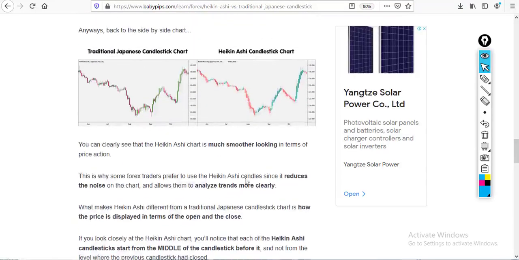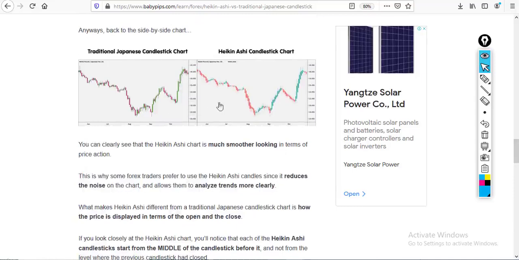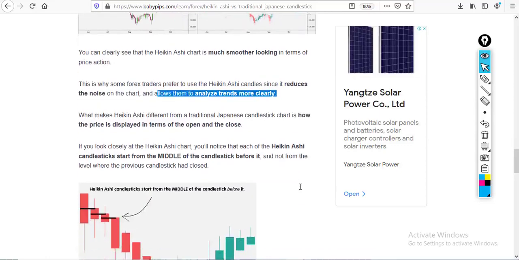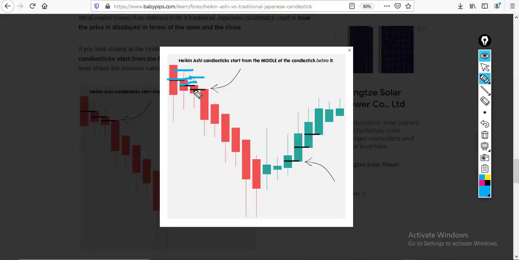So here we are, a further comparison between the Japanese candlestick chart and the Heikin Ashi candlestick chart. And we have been told that many forex trend traders prefer to use the Heikin Ashi because it reduces the noise on the chart and it allows them to analyze trends more clearly. Now another thing you're going to notice is that the Heikin Ashi candles open from the middle of each previous candle. Why do they open at the middle of each previous candle? It is because of how they are calculated.